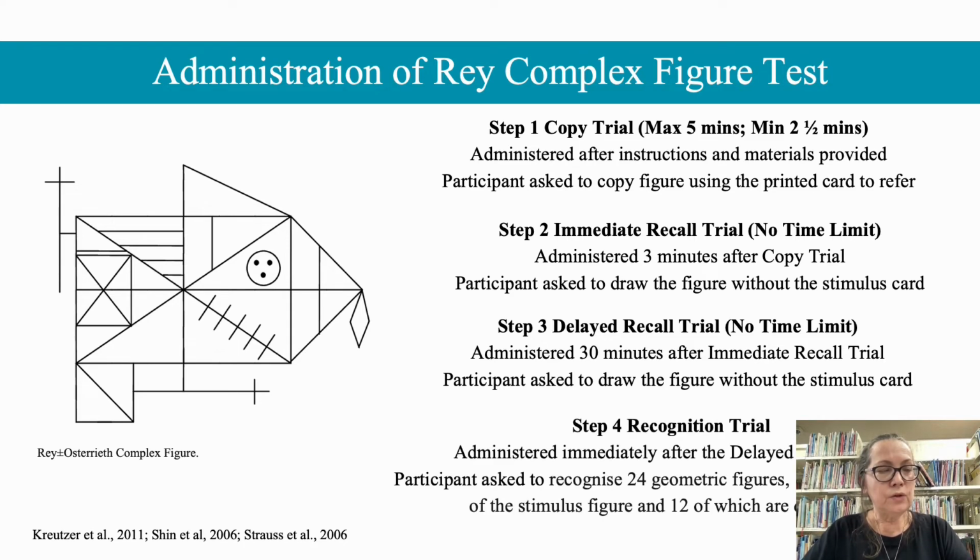Following the delayed recall trial, a recognition trial can be administered, and it serves as a performance validity test. It measures recognition memory without the significant use of drawing, instead relying on visual cues to retrieve the information. The participant is asked to recognize 24 geometric figures, 12 of which are part of the stimulus figure, and 12 of which are distractors.